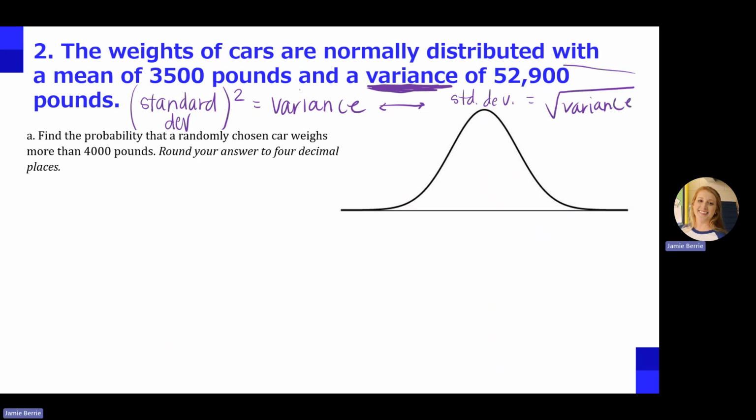All right, so that's what we're going to be doing. We have the variance and we would like to get the standard deviation, so we need to take the square root of that variance to figure out what the standard deviation is. So let's go ahead and do that.